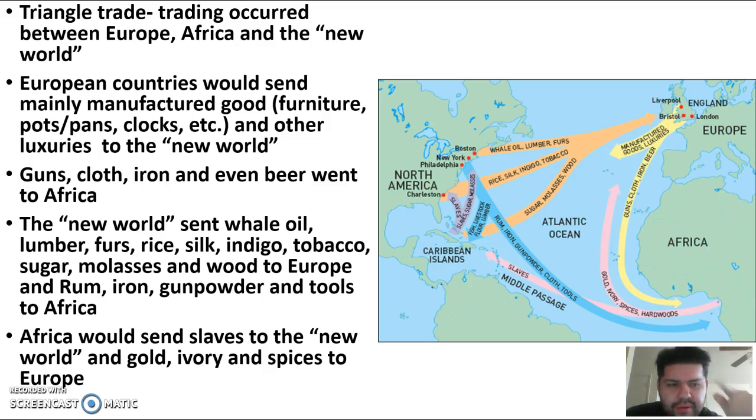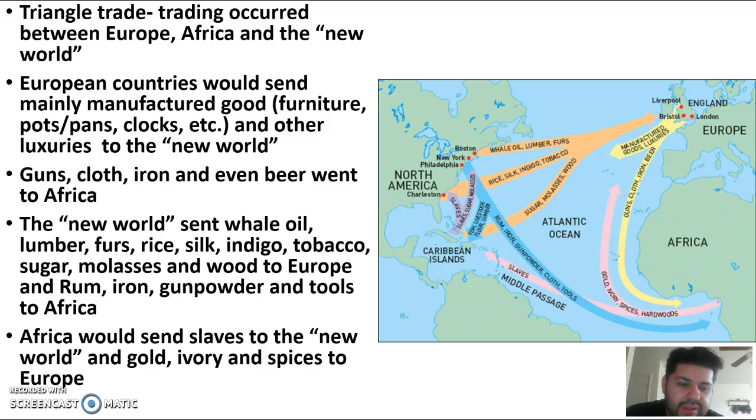Now, if you look on the map, you can see items that would be sent to Africa would be guns, cloth, iron, beer. Things that were sent to the New World would be manufactured goods and luxuries. So things like dressers would probably be considered that. Tools would be considered that. That would be sent from Europe to America, and then guns, cloth, beer would be sent to Africa.